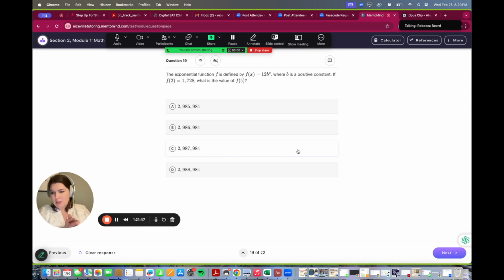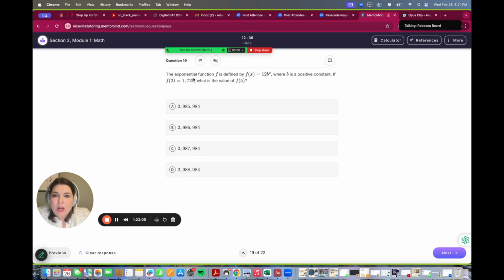So let me go over exponents real quick. This is the last one I'm going to go over, and then we will go over some more next time because I want to take time for you guys to do a little bit of a jump in deep. So the exponential function is f of x equals 12b to the power of x, and b is a positive constant. If f of 2 equals 1,728, what is the value of f of 5?